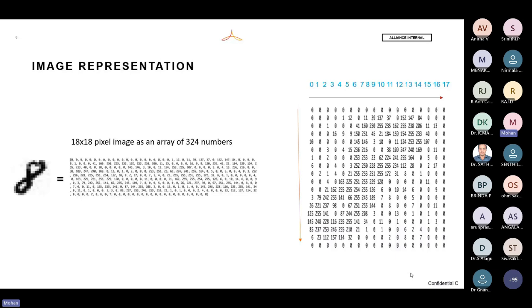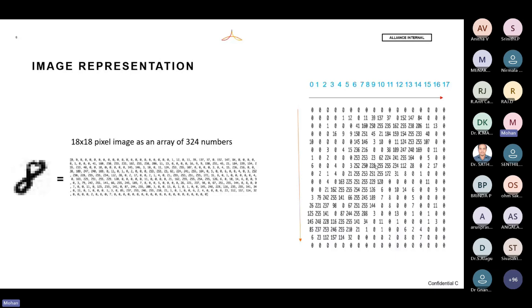Let's say I have handwritten digits with a pixel dimension of 18 cross 18, represented as 18 rows and 18 columns. Whichever pixel areas belong to the foreground, if you look here, wherever you see pixel values more than 50, those belong to the digit 8, and the background pixels are 0 or maybe close to 10 or 50.